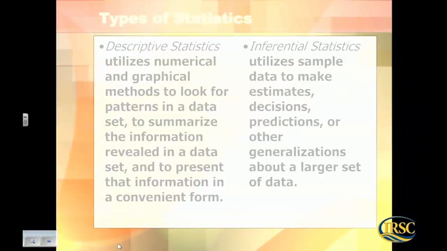There are two types of statistics, descriptive statistics and inferential statistics. Descriptive uses numerical and graphical methods to look for patterns in a data set, to summarize the information revealed in the data set, and to present that information in a convenient form. Inferential statistics utilizes sample data to make estimates, decisions, predictions, or other generalizations about a larger set of data. So one of them is just used to describe what you found, and the other one takes what you found and uses it to predict what might happen in the future. Okay, that's the difference between the two.